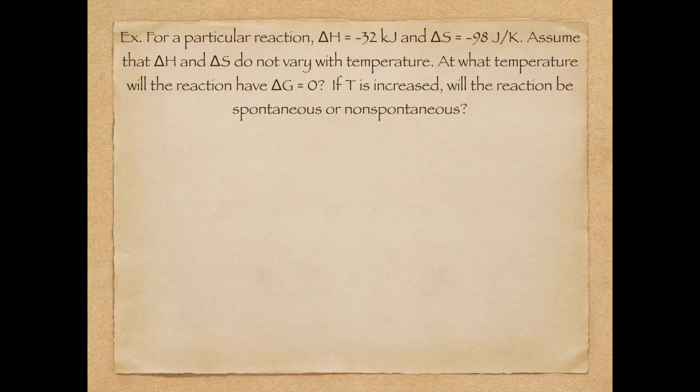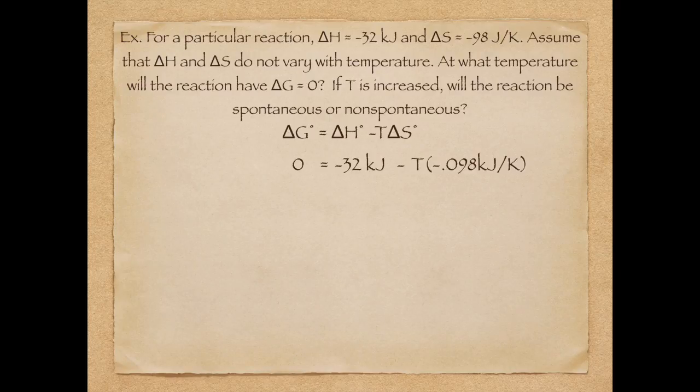So let's look at an example to make sure we understand what I'm saying. Here it gives you your enthalpy change and your entropy change, and it asks you at what temperature the reaction will have a delta G that's equal to 0. Okay? So I'm going to write this equation. I'm going to set my standard free energy change equal to 0. I know my enthalpy change is negative 32 kilojoules minus, I don't know what the temperature is, but I'm going to multiply that by my entropy change. Notice I converted my entropy to kilojoules versus converting my enthalpy into joules. And I'm going to just solve for my temperature. So when I solve this, the temperature I get is 330 Kelvin.